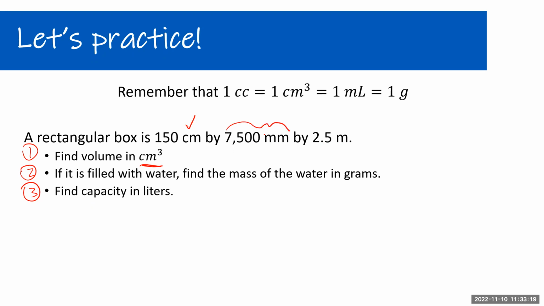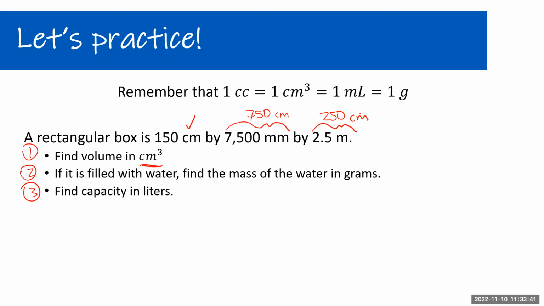7,500 millimeters, going from 10 to the negative 3 to 10 to the negative 2, is going to be 750 centimeters. And 2.5 meters, going from 10 to the 0 to 10 to the negative 2, is going to be 250 centimeters.